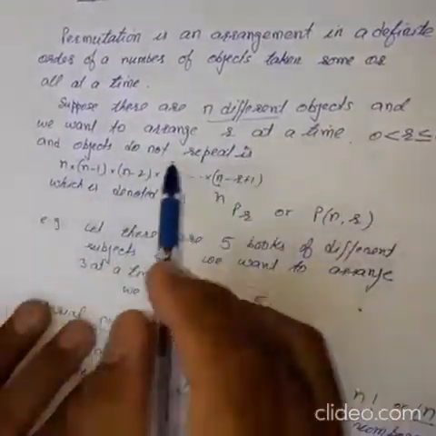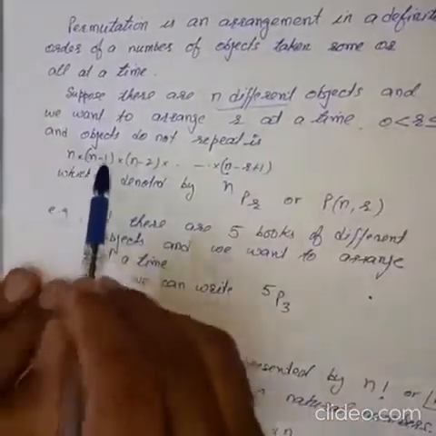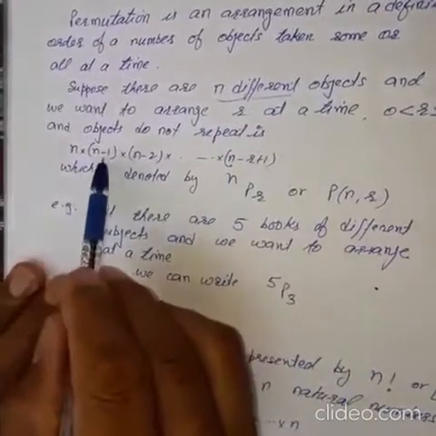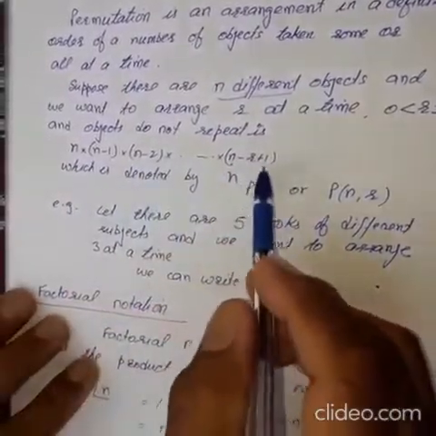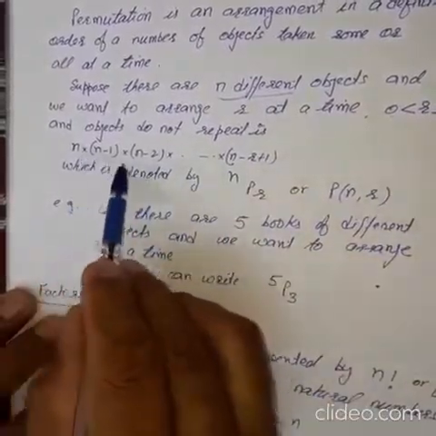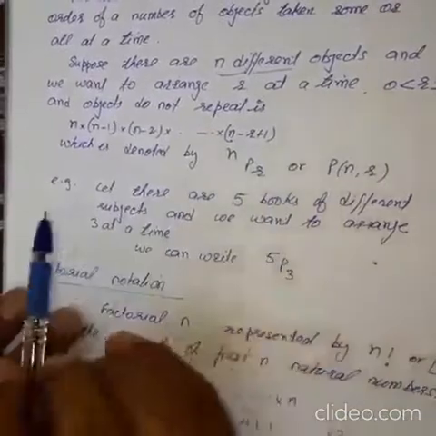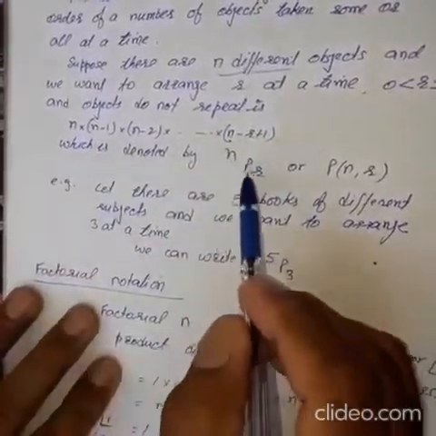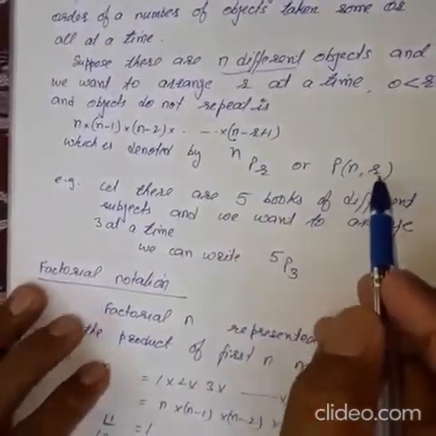If we want to arrange r at a time, then the number of arrangements is n multiplied by n minus 1 into n minus 2 up to n minus r plus 1. We have done this in the multiplication rule in the previous exercise. Now in symbols we can represent it as nPr, or we can also write n and r in brackets.